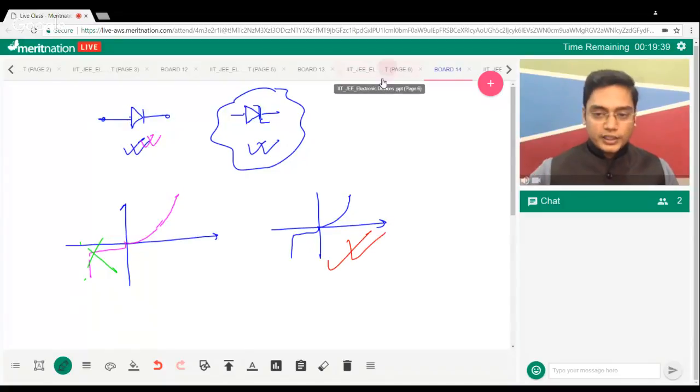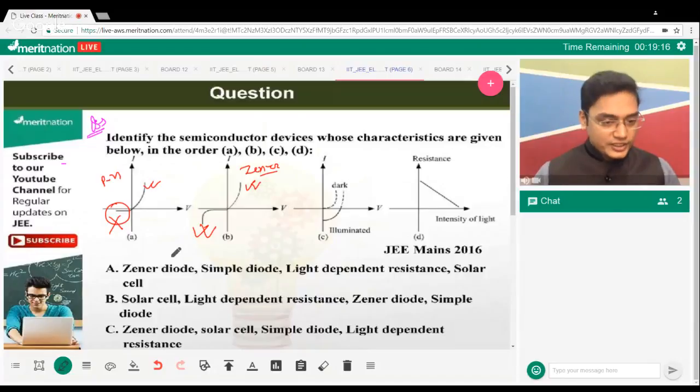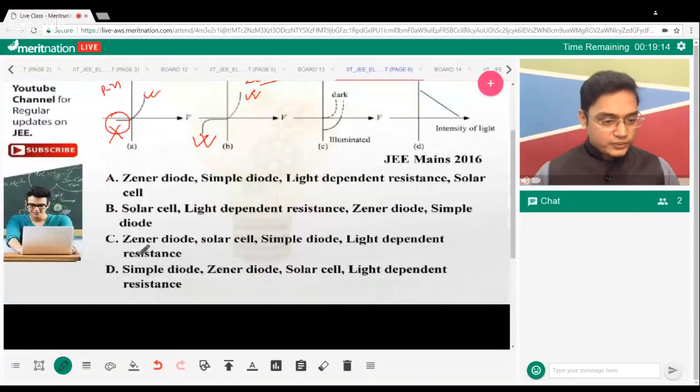So now coming back to this question. Here, in the first, this one is not shown properly, but here reverse bias is clearly shown, and this thing is similar in both cases. So can I say the first one is PN junction diode and the second one is Zener? So now let's see. The first one is a simple PN junction diode. So only in option number D. So D is the correct one.